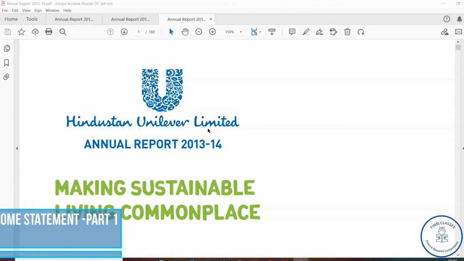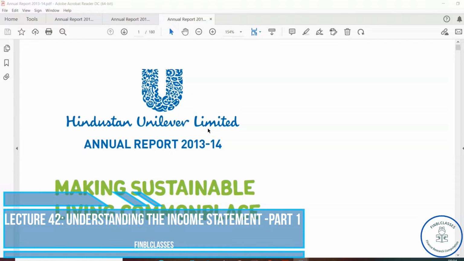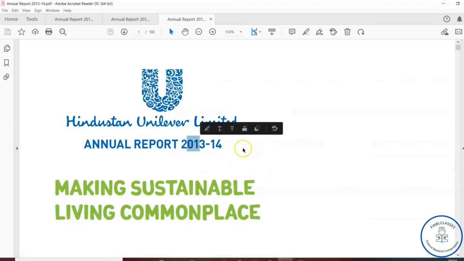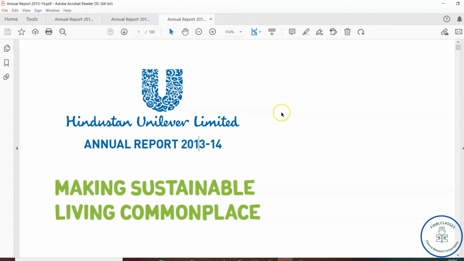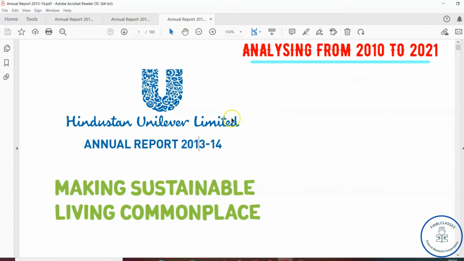We'll be looking at the understanding of financial statements. So I've taken the annual report of Hindustan Unilever Limited of 2013-14. We're going to analyze our workings from the year 2010-11 till 2020-21. So ensure that you download all the annual reports and start reading one annual report, so that we can take such information into Excel.